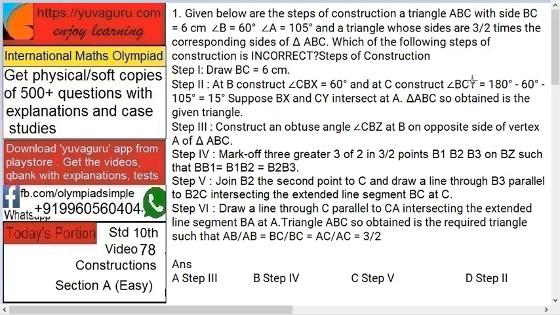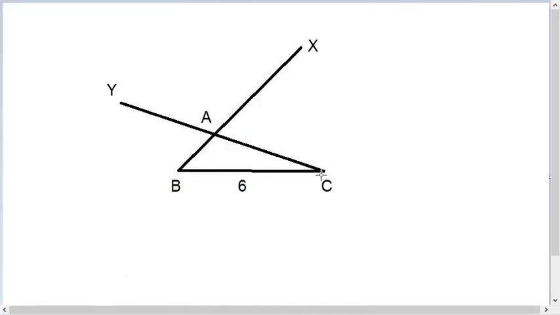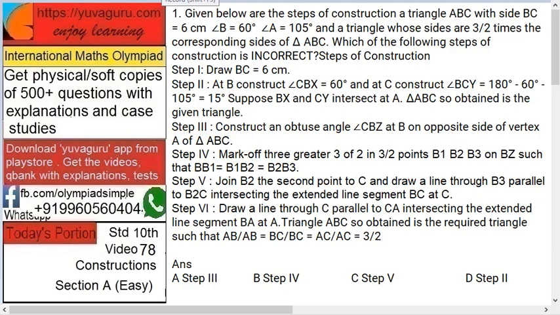Because see here, the triangle is BCA we want, right? So A angle is 105, B is 60, so C will be what? 105 plus 60 and 180 minus the total, so it is 15. So that's why 15. So construct these two angles. Okay, see, these are constructed. This is 60, this is 15, right? And they intersect at A.